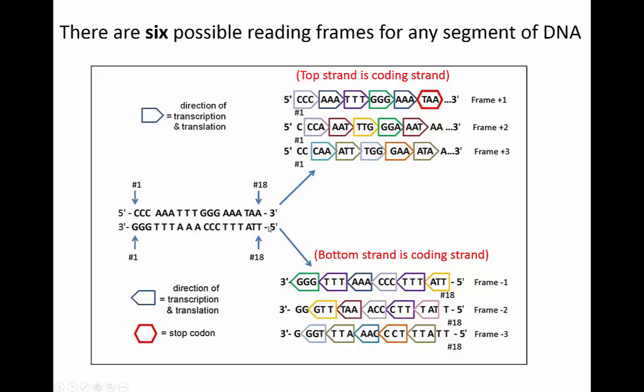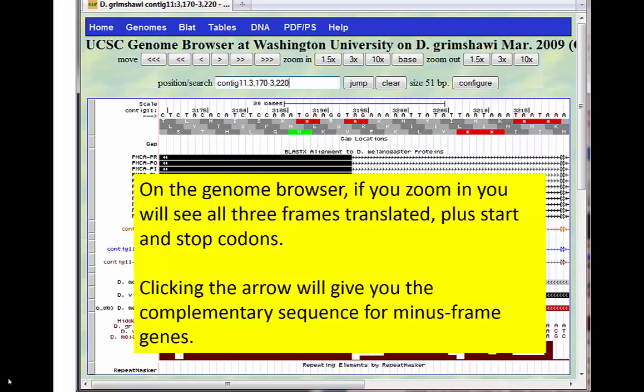These are going to be called the minus frames, and the first one would be TTA. Frame -2, you would skip that first base and have the first codon be TAT. In the -3 reading frame, you would skip the first 2 bases and the first codon would be ATT.